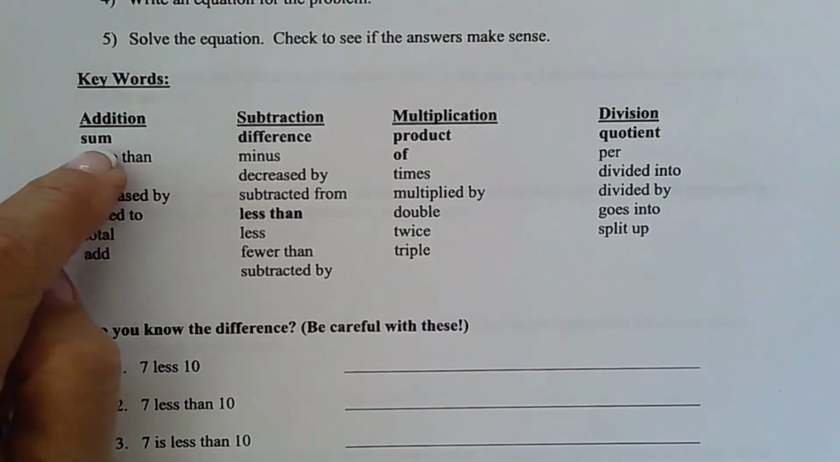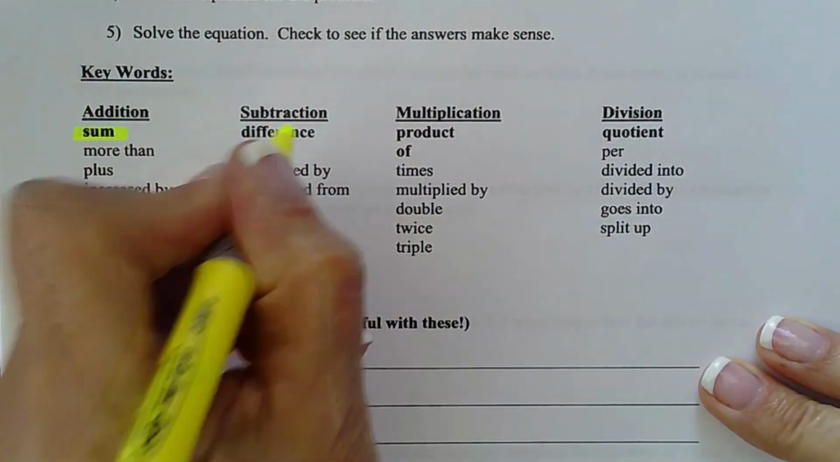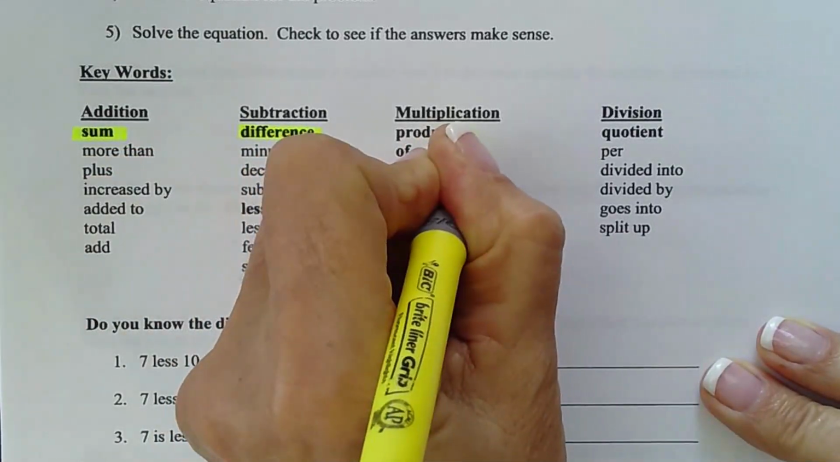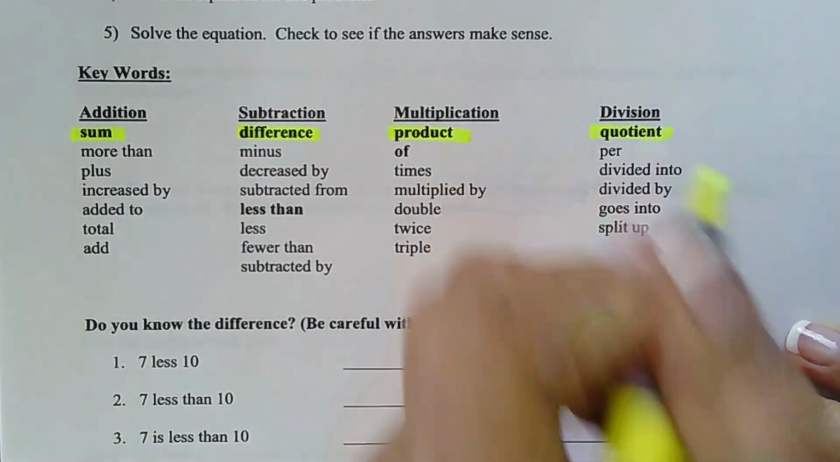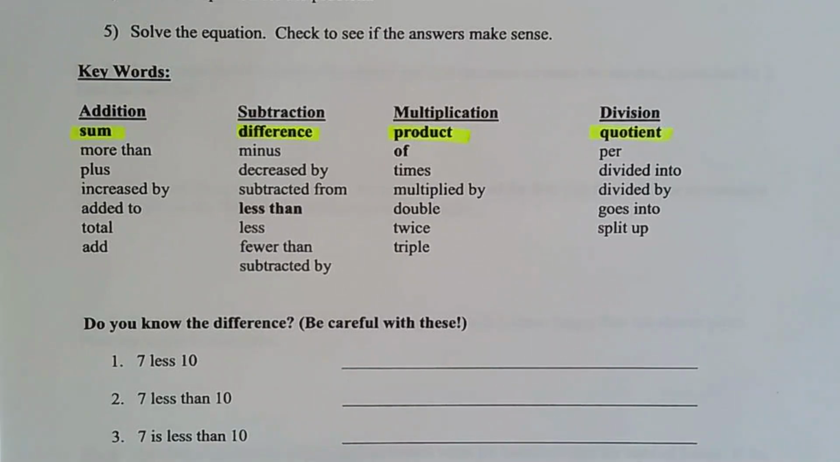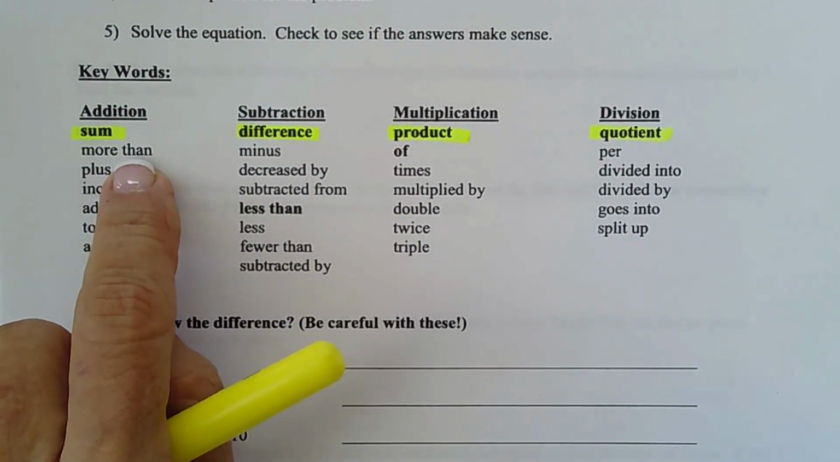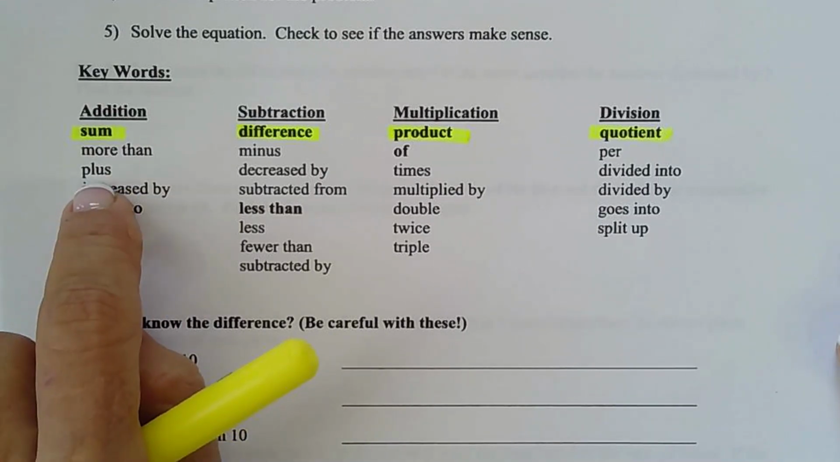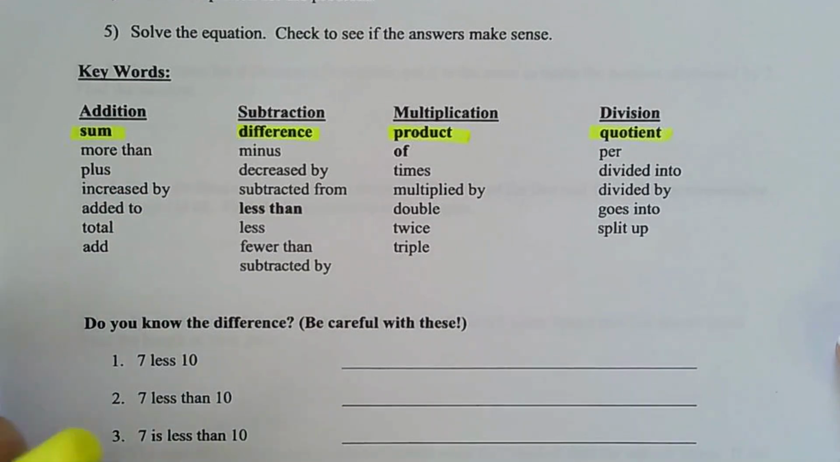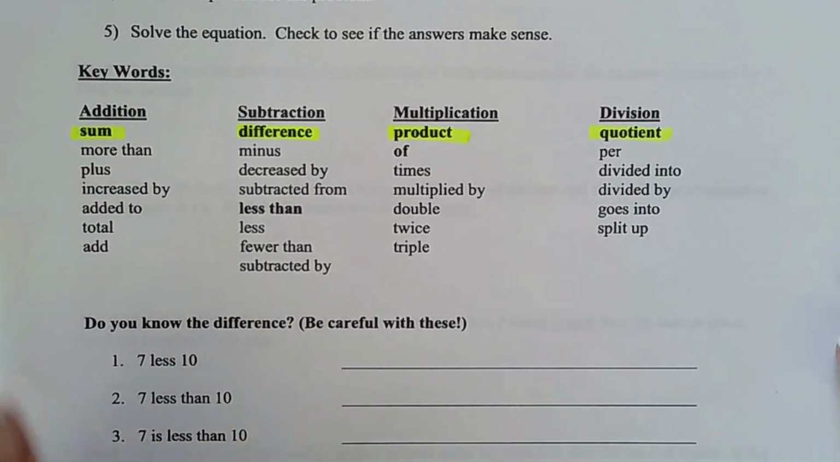So words for addition, we already learned sum is the big one. Just like for subtraction, difference is the big one. Product for multiplication, quotient for division. So when we were doing our translating, we learned about those 4 big ones. Now we're going to learn about other ones, more than you've already seen in your translations. So that's a plus. Plus is increased by, is addition, added to, obviously. Total's another one that's pretty common. And obviously add.